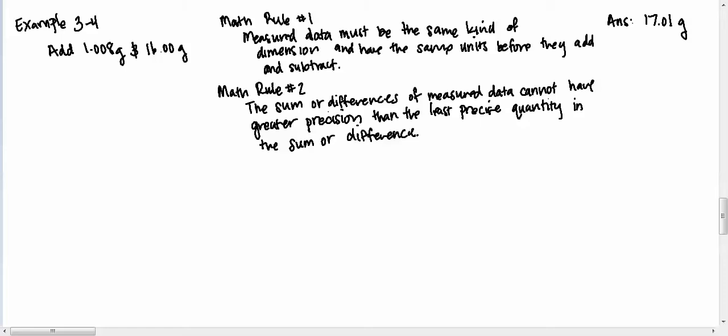So the second rule is the sum or differences. Man, I'm really having trouble with the word subtraction. All right, sum or differences of measured data cannot have greater precision than the least precise quantity in that sum or difference. All right, I'll show you what it means through this example problem. It's pretty straightforward. I just want to add 1.008 grams and 16.00 grams.